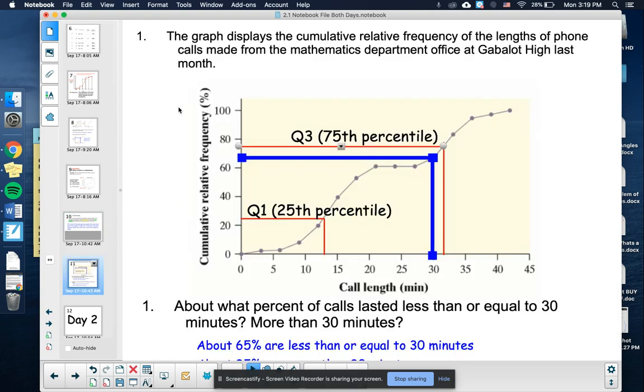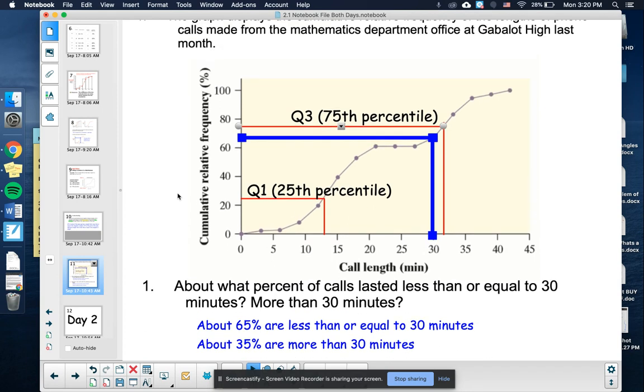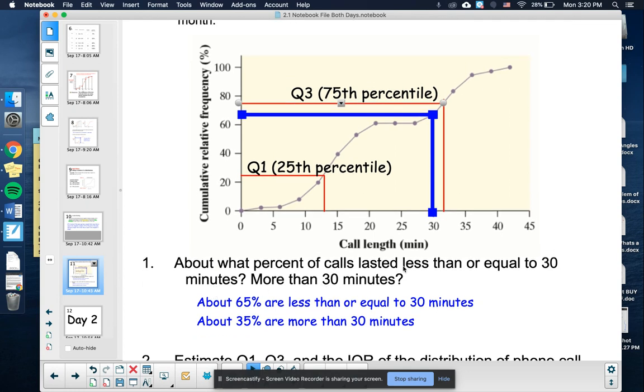The graph displays the cumulative relative frequency of the length of phone calls made from the mathematics department office at Gabolat High last month. Who knows where that is? So the first question, okay, so we have call length, so 0 to 45. Looks like 100% of calls are less than 45 minutes. And then on the left, our cumulative relative frequency. About what percent of calls lasted less than or equal to 30 minutes?